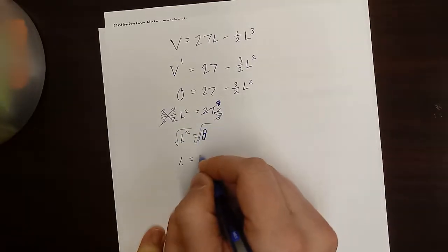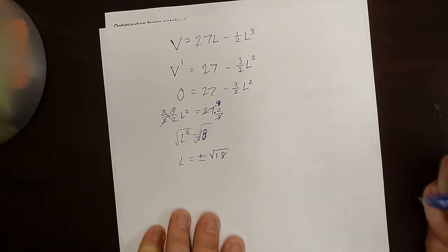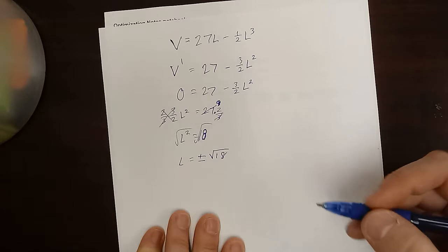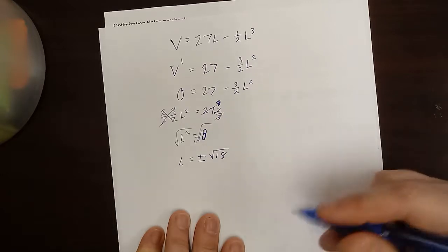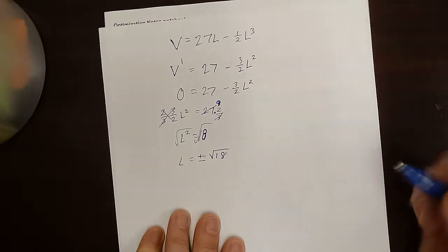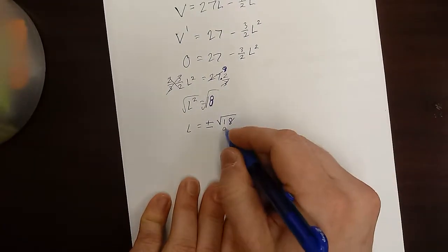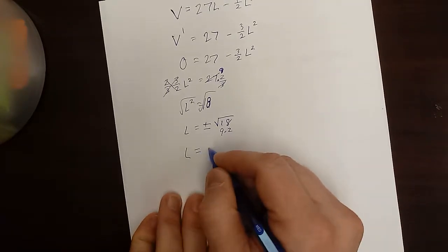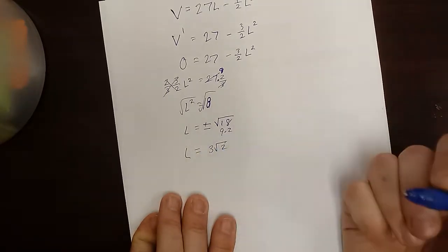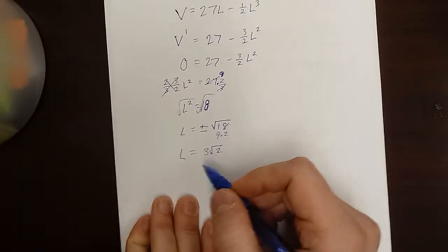And we get L is equal to plus or minus the square root of 18. Last time I checked, a length of negative square root of 18 is probably not going to produce a very large volume because negative lengths don't exist. Alright, so I am going to clean it up. It's a 9 times 2 inside there. So L is equal to 3 root 2. Cool, so that's our length.